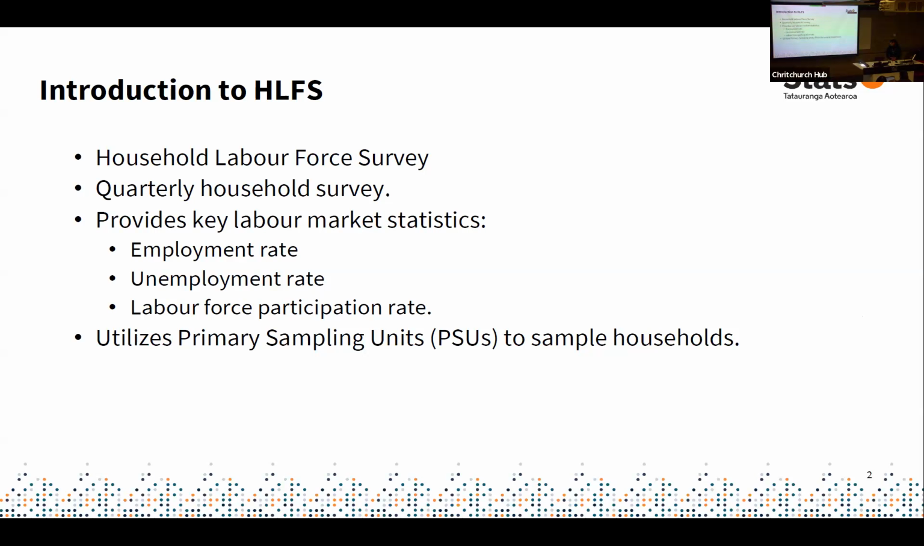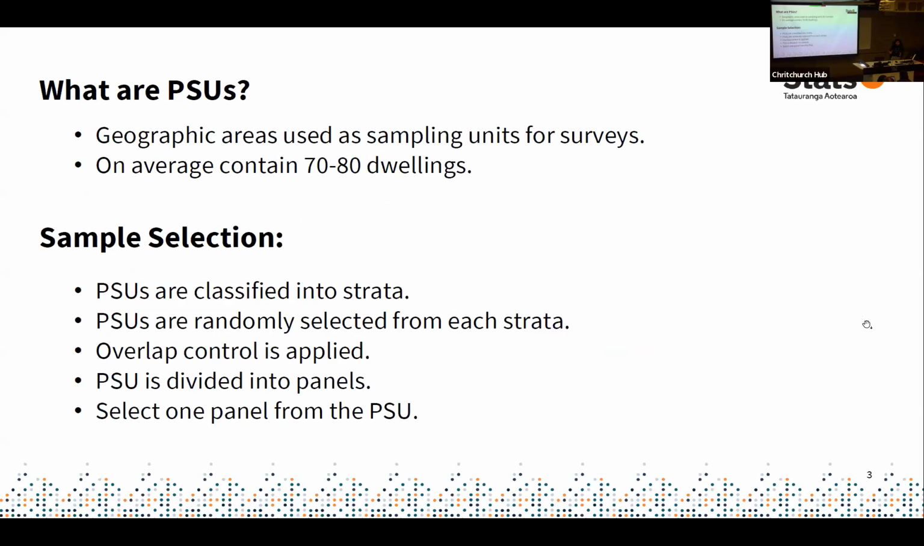And to sample households, we use primary sampling units known as PSUs. So they are basically geographic areas that we consider as sampling units for the survey, and on average, it contains 70 to 80 dwellings. And once we have got the geographic areas, PSUs, sorted, we classify them into different strata based on different demographics that we need for the survey. And from each stratum, we select PSUs. However, at this stage, the random selection is controlled by overlap control methodology, which basically means we try avoiding going to the same PSUs that have been used for different surveys in the recent past.